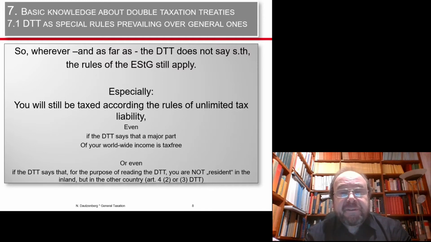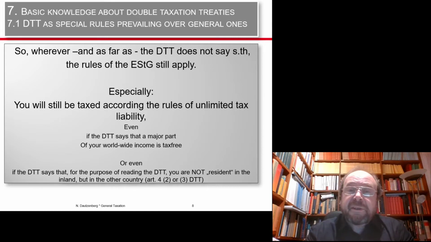And this classification is not overruled by the double taxation treaty rules. They only say to leave a part of the income tax-free. Nothing else. There is no command to change the rules on how the ESTG sees you.